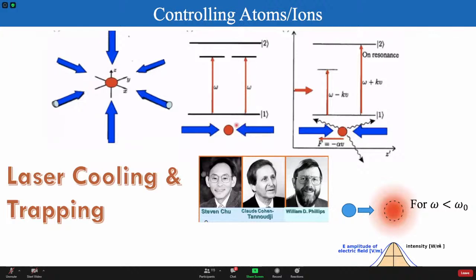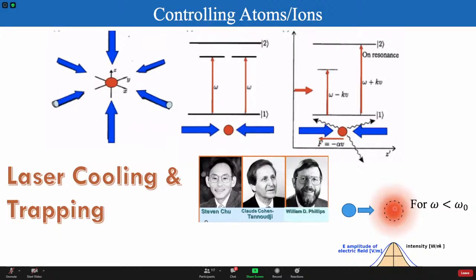But for the atoms, what would appear is that the frequency of the light is lesser than the resonance frequency, or in terms of wavelength, it will be larger in wavelength. So we will see a reddening of the light. This is known as red detuning. In this case of red detuning, people can confine these atoms at the peak position of the beams. So in the high intensity region, we will be able to confine the atoms.